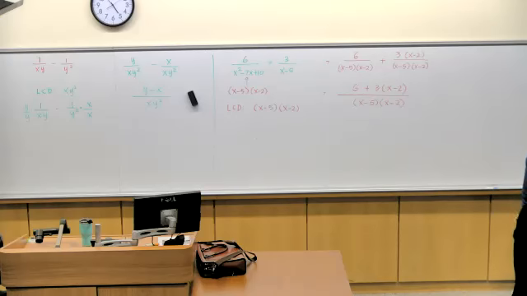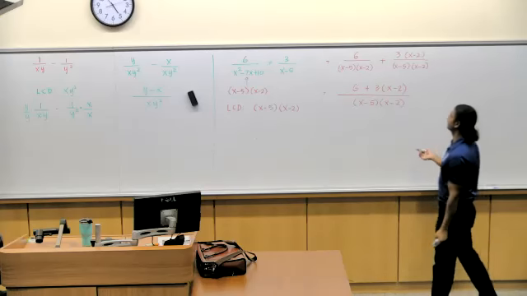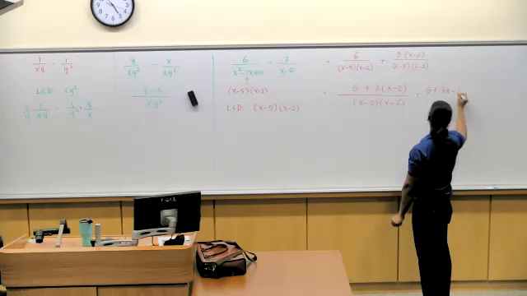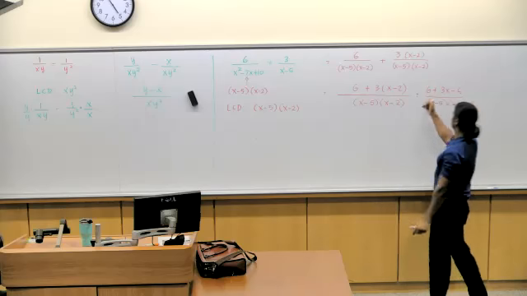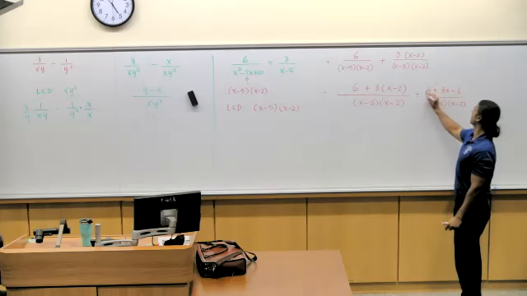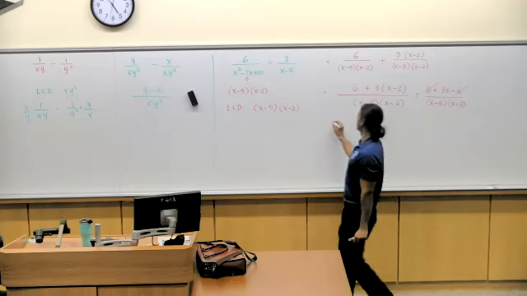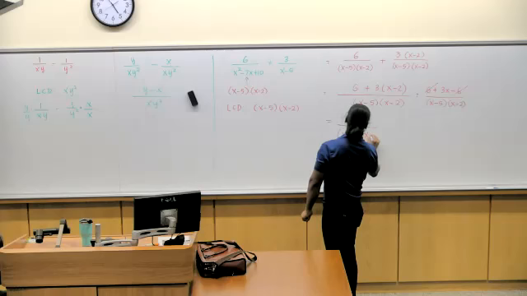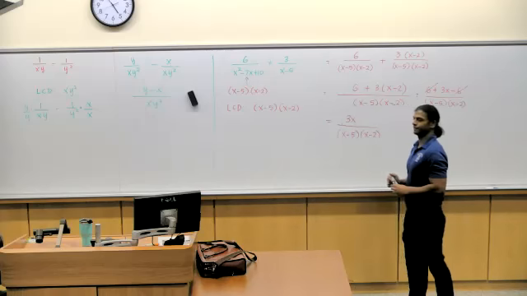Don't just leave it as is. Try to simplify further. So I will have 6 plus 3x minus 6 divided by x minus 5 times x minus 2. What would happen to the 6 and negative 6? And we will simply end up having 3x divided by x minus 5 times x minus 2. Good.